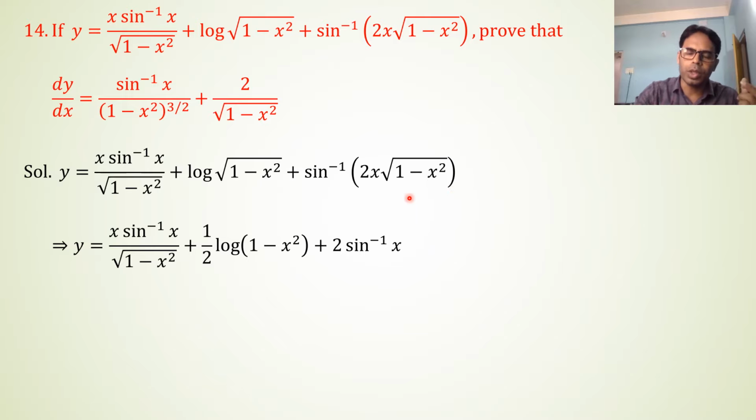But if no condition is given on x, then we should consider it to be in the principal branch of the inverse trigonometric function, and in that principal branch the value for sine inverse of 2x root over 1 minus x square is 2 sine inverse x only. Okay, so now we should take the differentiation.